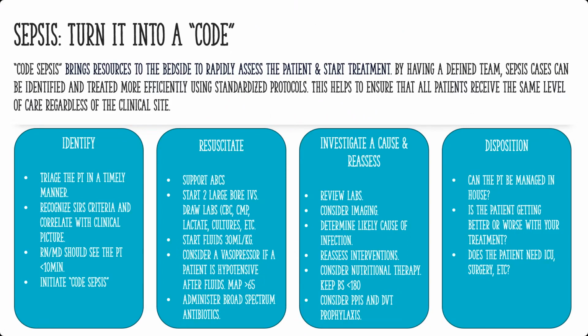When you start your large bore IVs, make sure to draw your labs. Start your fluids, 30 mils per kilogram. And again, that's the patient's actual weight, not ideal weight. And then if they are still hypotensive despite fluid resuscitation, most patients will get between 1 and 3 liters of normal saline or lactated ringers. If they're still hypotensive after you've given those fluids, you're going to consider a vasopressor. And levophed or norepinephrine is your go-to vasopressor.